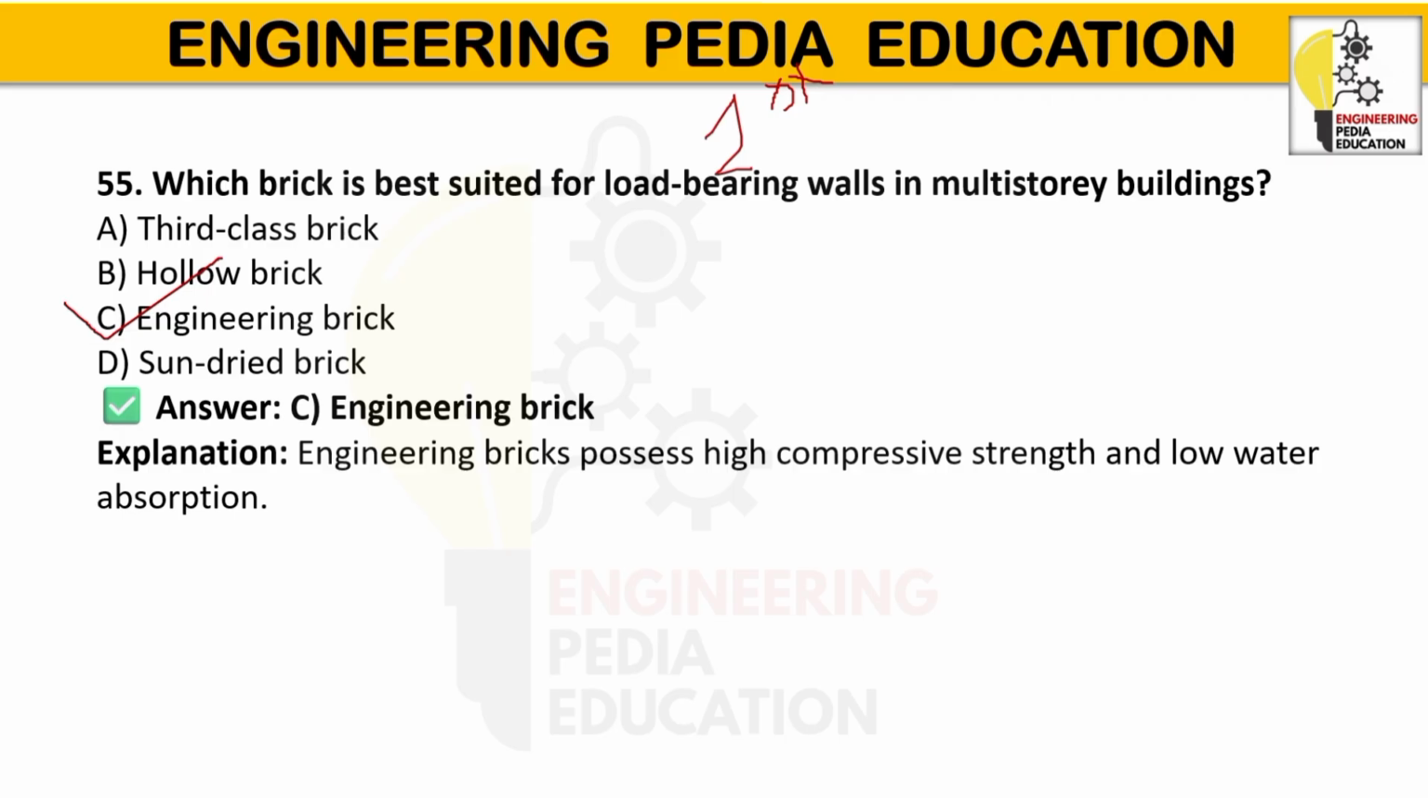This is also classified into two classes, A and B. Class A has higher strength, class B slightly lower strength. For class A, water absorption is less than 4.5%, and for class B, less than 7%.